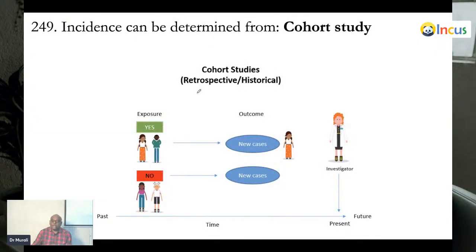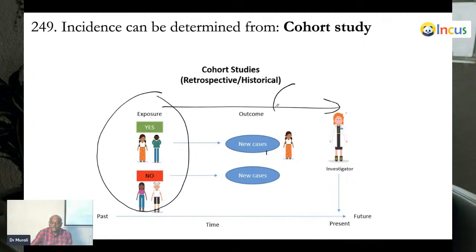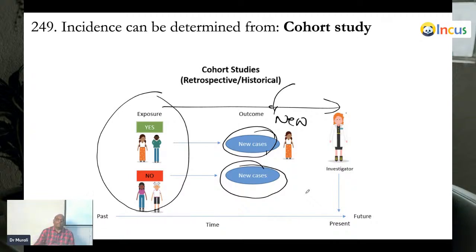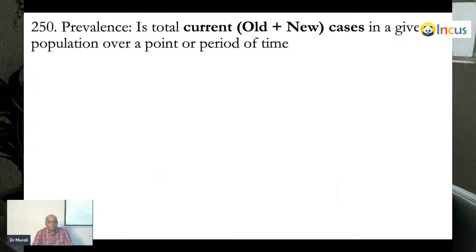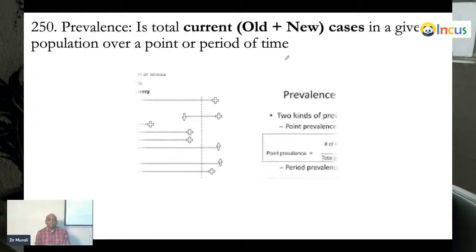Incidence you can calculate by cohort study, because a cohort study typically involves following the cohort over a period of time and identifying who are the new cases that are becoming affected. That is the reason a cohort study is the one you need to do in order to calculate the incidence, is what you need to remember. Now, what is prevalence? Prevalence is the total number of old plus new cases over a period of time, is what you need to remember.